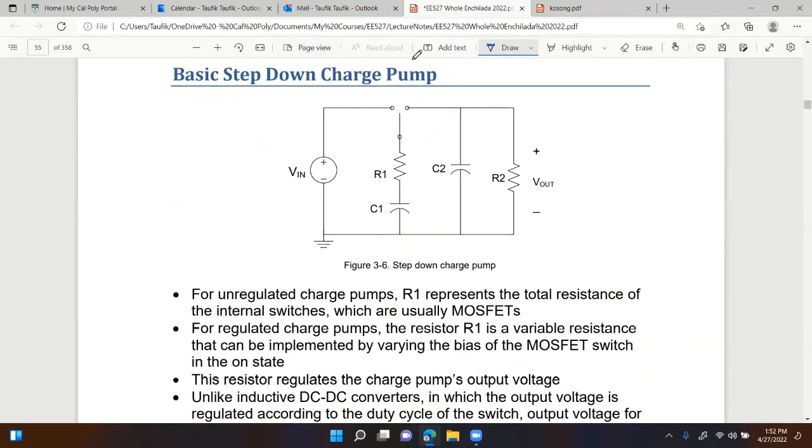If not, that was a step up, right? Can we do a step down? Can we get a step down? The answer is yes. Here's an example of a step down charge pump. Kind of weird to say, because charge pumps means you get higher voltage, huh? But here we have a charge pump that results in a lower voltage, and that lower voltage is adjusted by this resistor R1.